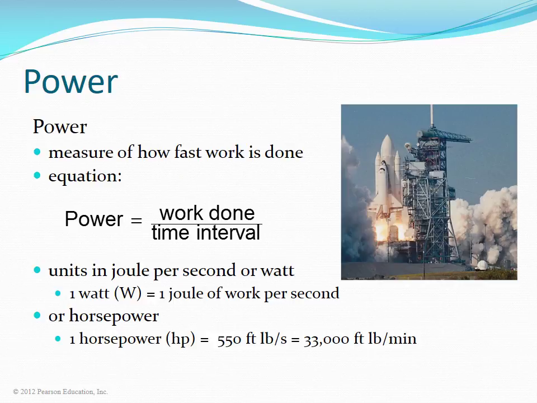Power is a measure of how fast work is done. It is the work done divided by the time interval. The units of power are joules per second, or watts, where 1 watt is equal to 1 joule of work per second. Watt has the symbol W. Power can also be measured in horsepower. 1 horsepower is 550 foot-pounds per second, which is equal to 33,000 foot-pounds per minute.